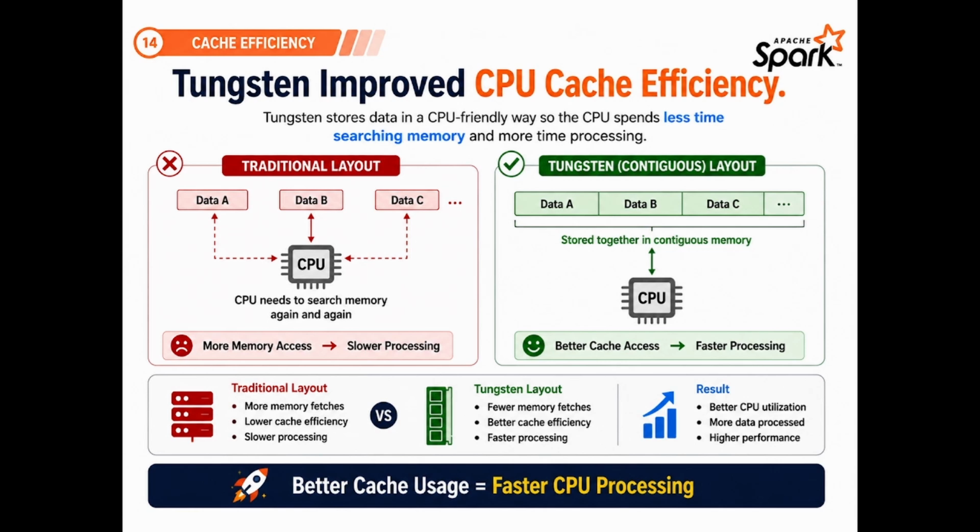Pillar 3, cache-aware computation. Modern CPUs have a small but extremely fast layer called the L1/L2 cache. When data fits in this cache, the CPU processes it at incredible speed. When data is scattered across memory, the CPU constantly has to fetch it from farther away. This is called a cache miss, and it's surprisingly expensive at scale. Tungsten organizes data in compact sequential layouts, so the CPU can load and process it without constantly hunting around in memory. Small change, enormous gain at billions of records.